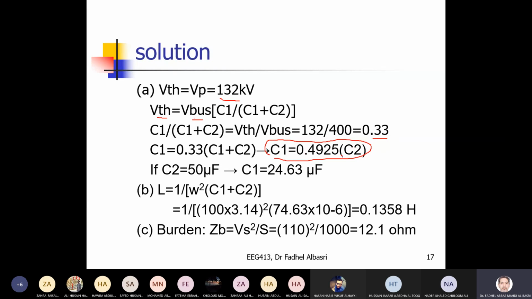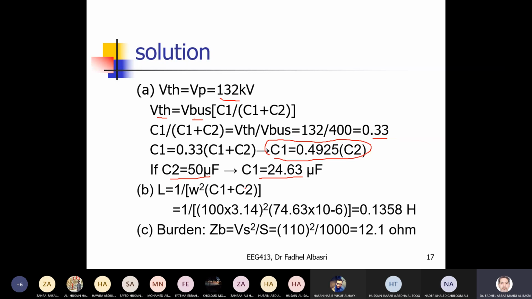For all cases, I'll get the same voltage division achieved. So we'll study the effects of the transient for choosing higher values of C or lower values of C. Now, for this case, let's assume the value of C2 is 50 microfarad. Then C1 will be half of that, almost 25 microfarad.